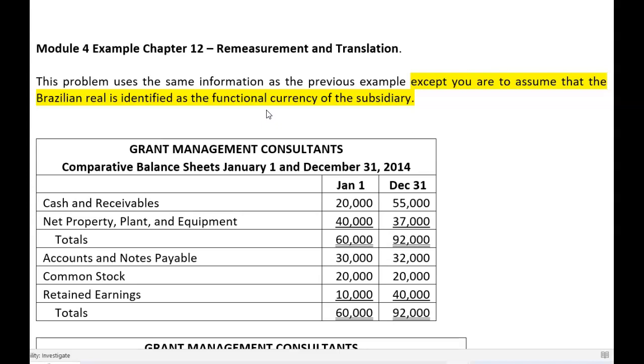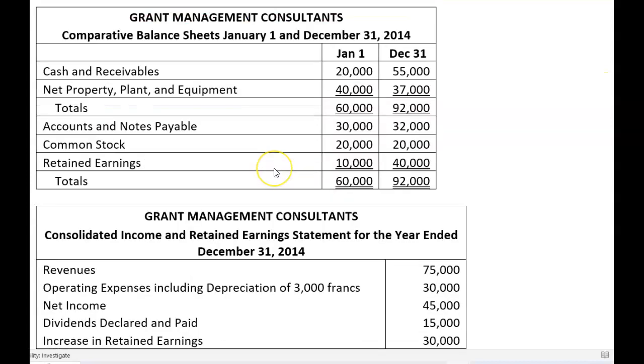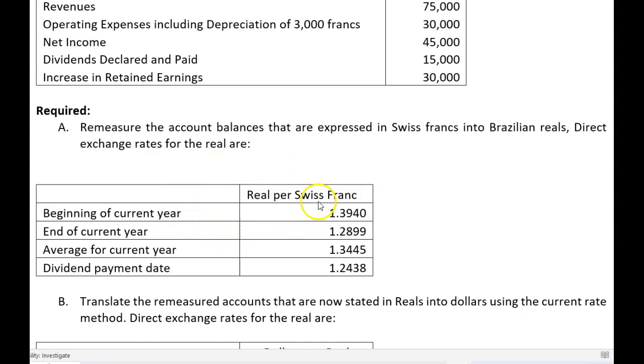In the other example, the Swiss franc was the functional currency. So we have to take two steps when that is the case. We remeasure the statements into the functional currency, and then we translate the statements in the functional currency into US dollars. All right, here are the real per Swiss franc conversions for you.